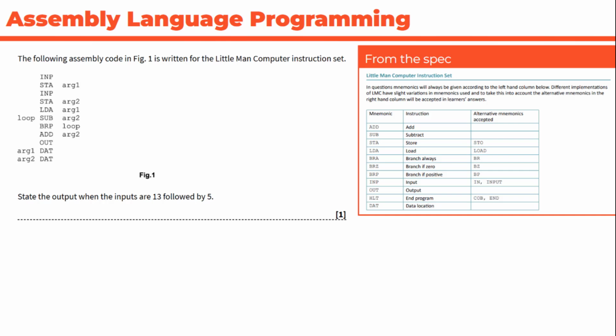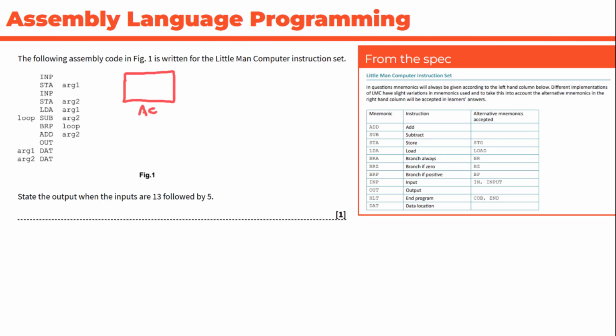Okay? Now on the right hand side, I've gone to the specification, to the annex where it gives us the Little Man computer instruction set, and I've got the information from it there. On the right hand side of that column, you can see the alternative mnemonics are accepted, okay? But try and stick to the mnemonics that we've been using, because that's what they're using in the exam question. So here, I'm going to draw exactly what we did before.